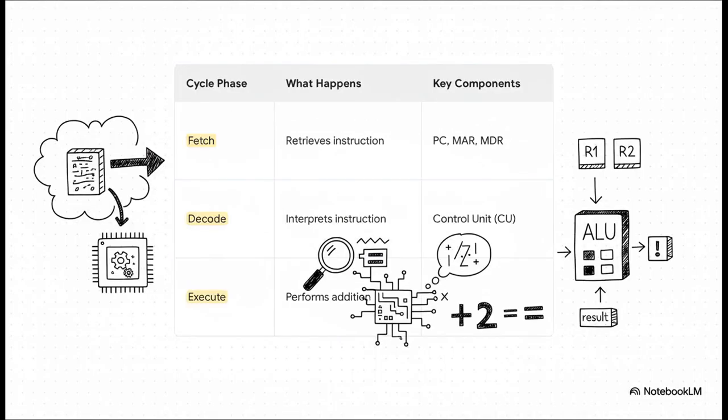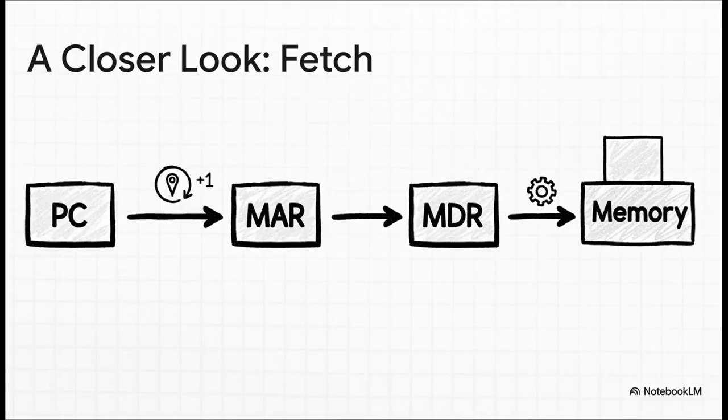During the fetch phase, the CPU just goes and grabs this add R1, R2 command from memory. Then, in the decode phase, the control unit looks at it and goes, aha, I see what's going on. The operation is add, and the ingredients are in R1 and R2. And finally, in the execute phase, the ALU steps up to the plate and actually does the addition. Fetch, decode, execute. Done.